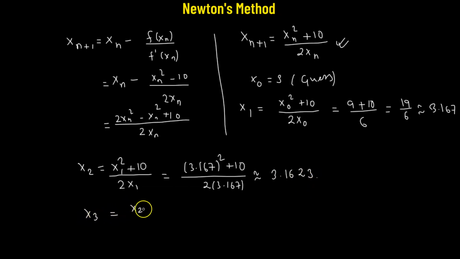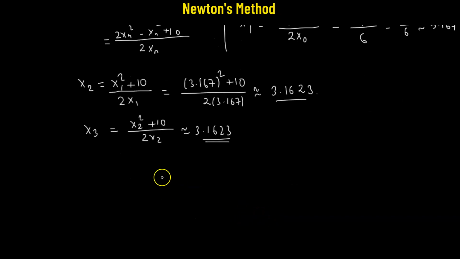Then we'll have x3. So x3 will be x2 squared plus 10 divided by 2x2. In place of x2, we will use 3.1623, and this should give us 3.1623. So we'll stop here, and we will see if we have gotten a good approximate value or not.